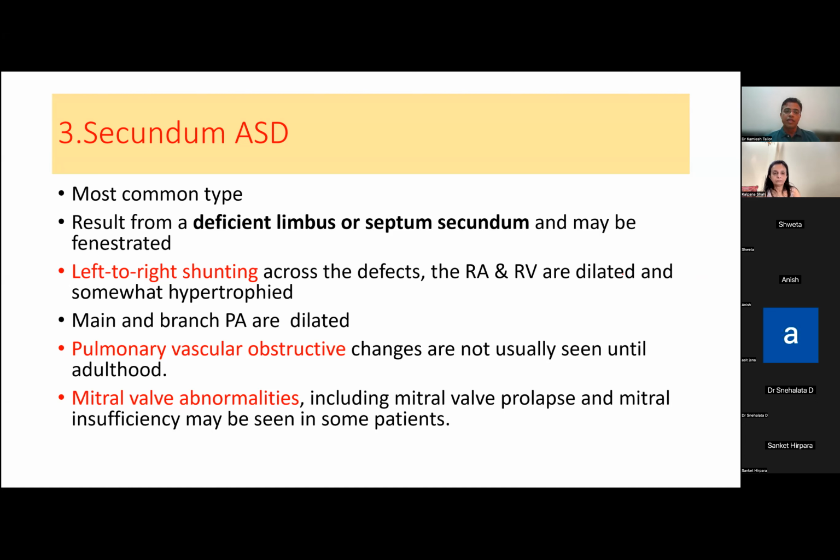And then if it is not treated, in adulthood, because of high pulmonary blood flow, there will be vascular changes happening in the pulmonary vascular bed, and sometimes it will give problems. In some of the cases we describe this as Eisenmenger, because it starts having pulmonary vascular occlusive disease. Some cases of ostium secundum ASD are associated with mitral valve abnormalities, either mitral valve prolapse or mitral regurgitation.